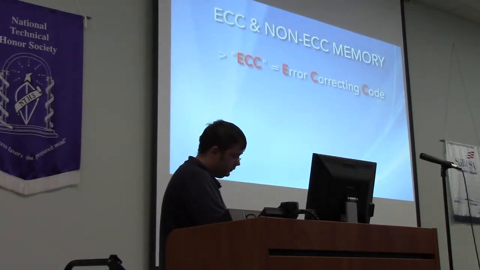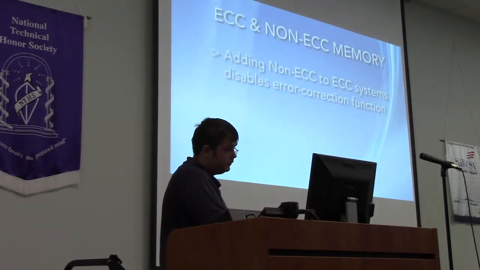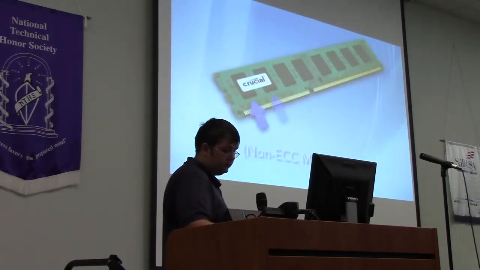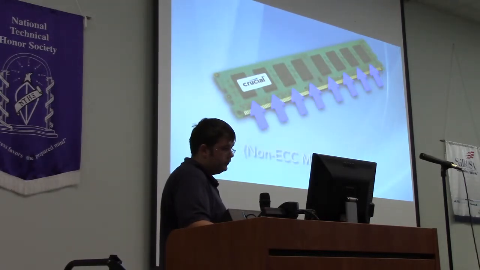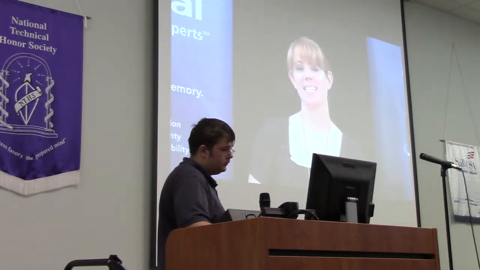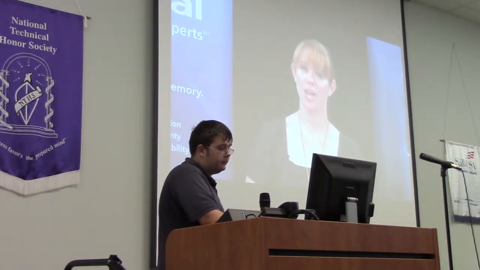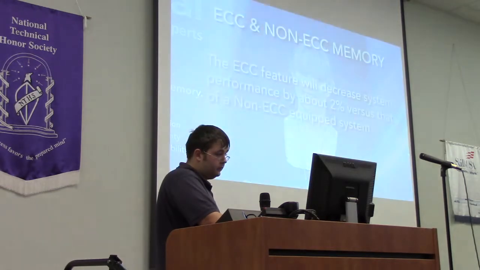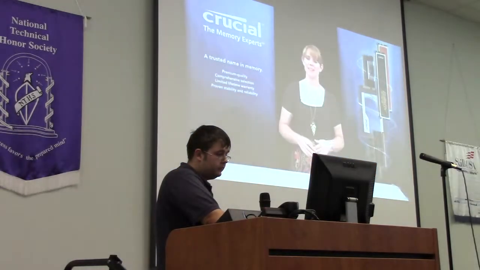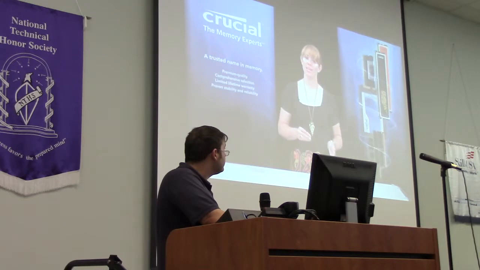ECC stands for error correcting code, and sometimes it's called parity memory. Adding non-ECC memory to an ECC system will disable the error checking and correcting ability of your memory modules. While your system may still operate, the enhanced features of the ECC modules won't work. You can tell if your system has ECC by simply counting the number of black memory chips on each module. ECC memory modules have a chip count divisible by 3 or 5. The extra chip is the one that detects that the data was correctly processed by the memory module. Non-ECC memory does not have this error detecting feature. One more thing to know, ECC decreases your computer's performance by about 2%. Current DRAM technology is very stable, and memory errors are rare, so unless you need ECC, your best bet is to use a non-ECC module.